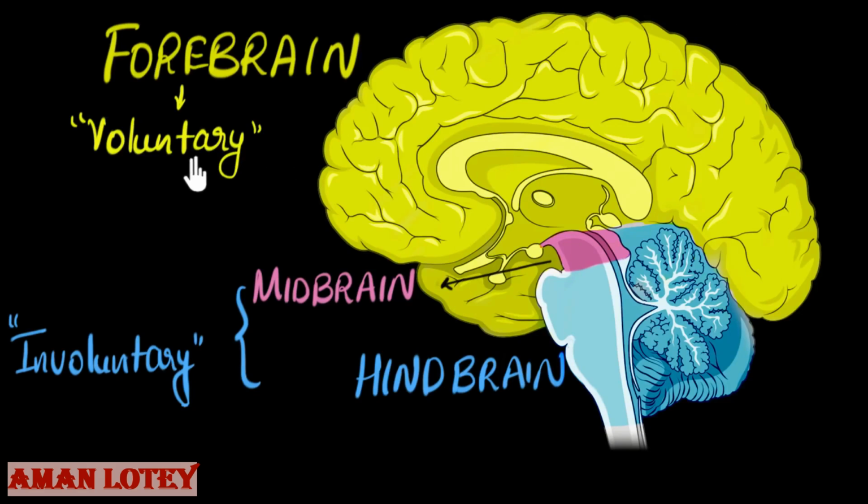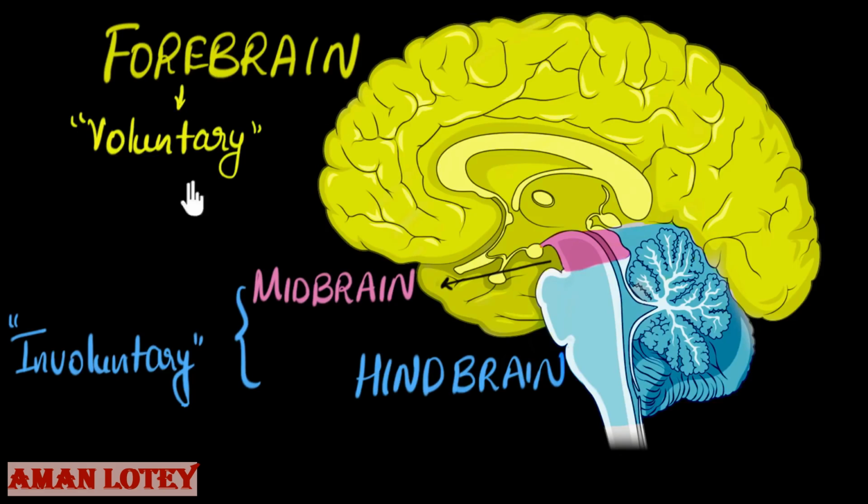And of course, we'll talk more details about that in a second. And when I say involuntary functions, there are some functions that are happening in your body which you're not in control of. For example, your heart beating, or maybe your digestion. You're not in control of those, right? So those are mostly taken care of by your midbrain and the hindbrain.